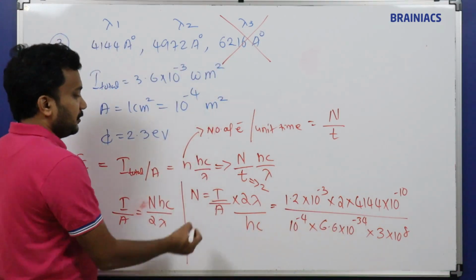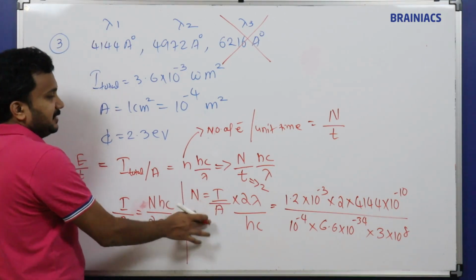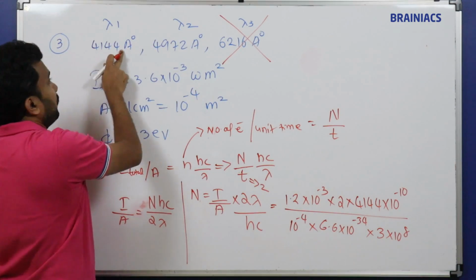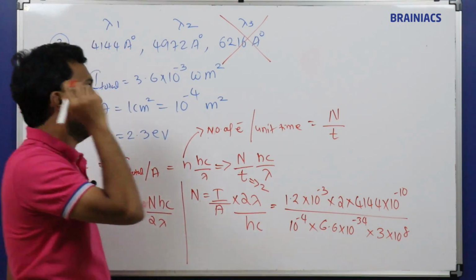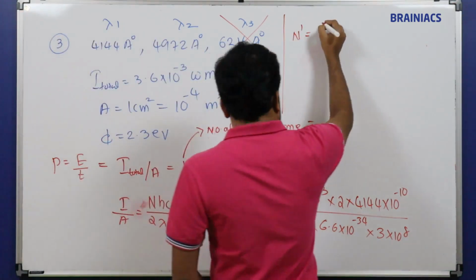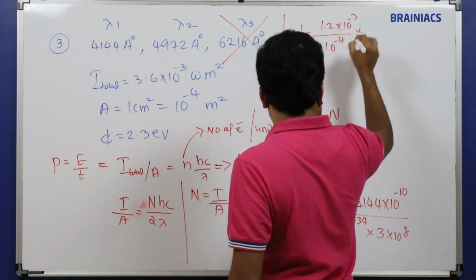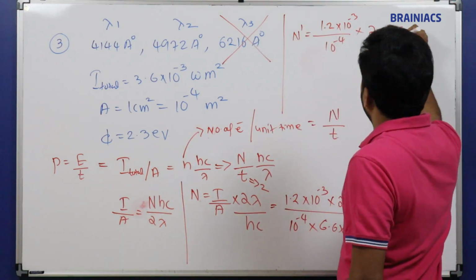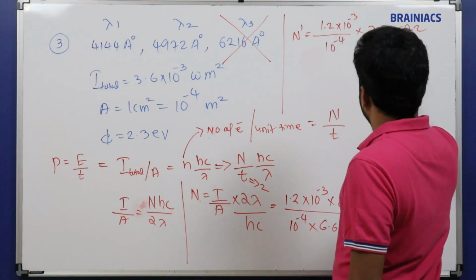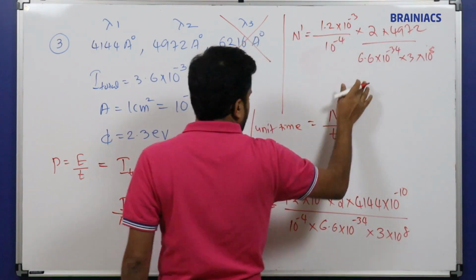And this is the number of electrons. So I am giving this as n1, or okay, let me keep it as n. The next one will be n dash. So n is the number of electrons emitted by the radiation of 4144. The same steps we will do for the next one. Next one is n dash. N dash has the same steps: I by a. I means 1.2 into 10 power minus 3, divided by 10 power minus 4, into 2 lambda, 2 into 4972, whole divided by hc, so 6.6 into 10 power minus 34 into 3 into 10 power 8. Substitute here, and you will get the value of n dash.